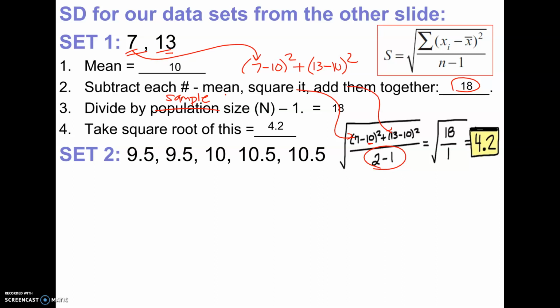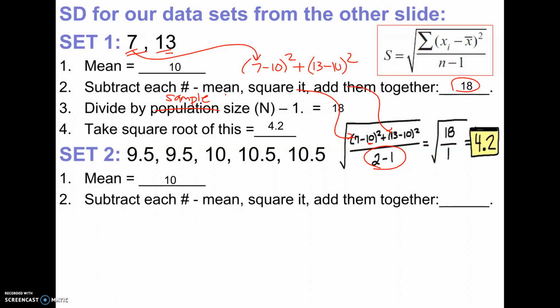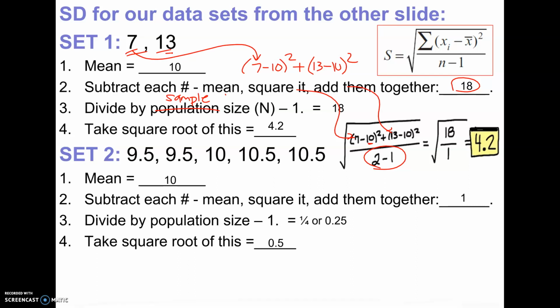All right, let's take a look at what this looks like for our second set of numbers. So our mean is still 10. We would now subtract each number from the mean, square it, and add them together. That actually is going to give us 1. We're going to divide this by the population size minus 1. We're going to get 0.25. And then we're going to take the square root of that.